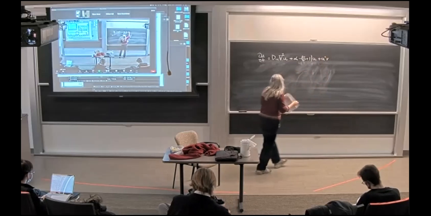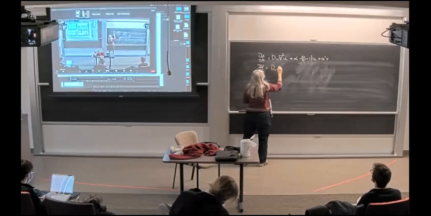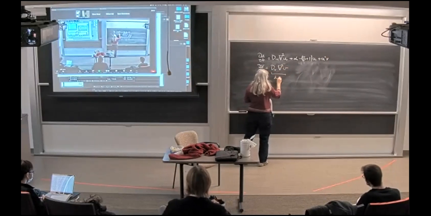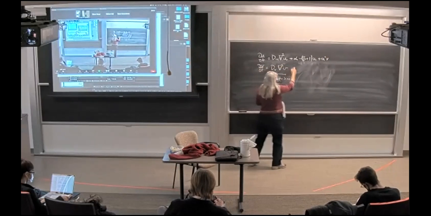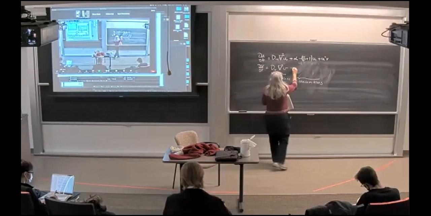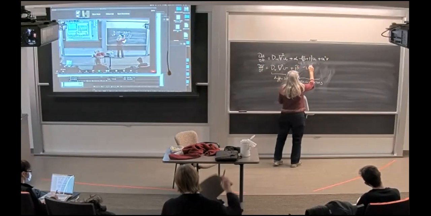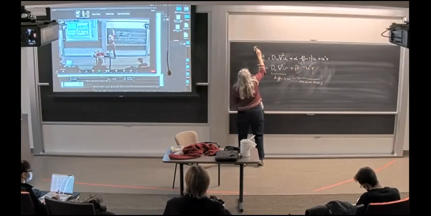And dV/dt is equal to D_V del squared V. So these are the diffusive terms, plus the reaction terms, beta minus V. And so this is the Brusselator model.